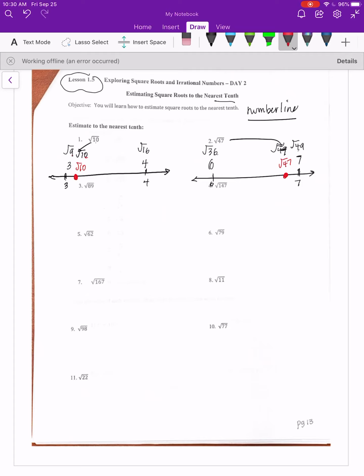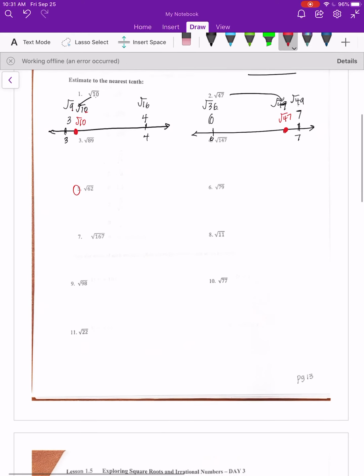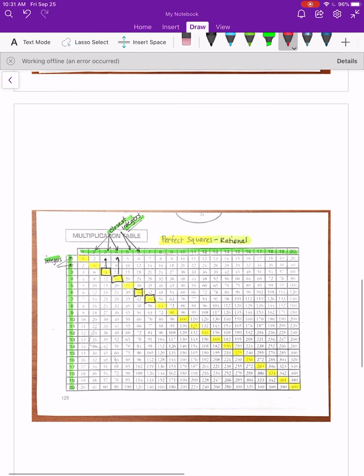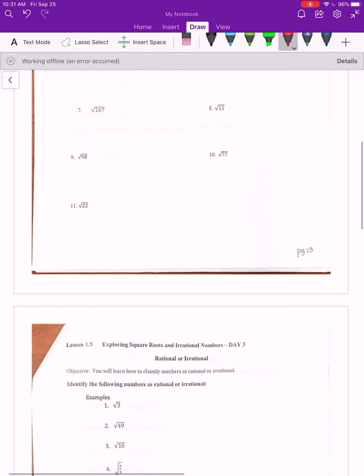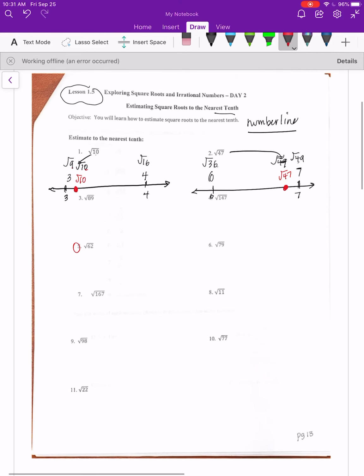Okay, so now the square root of 62. Let's do number 5. So I go back down to my chart. 62 is going to be between 49 and 64. So the square root of 49 and the square root of 64. The square root of 49 is 7. The square root of 64 is 8.